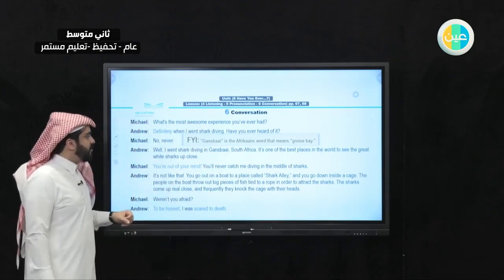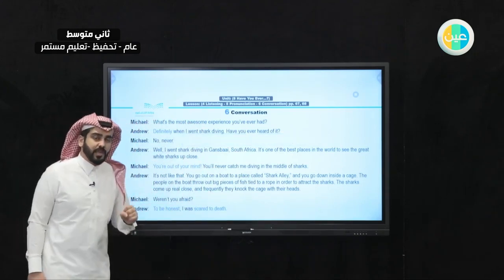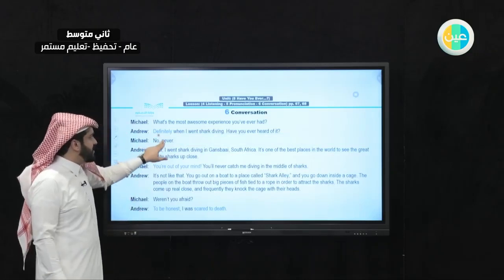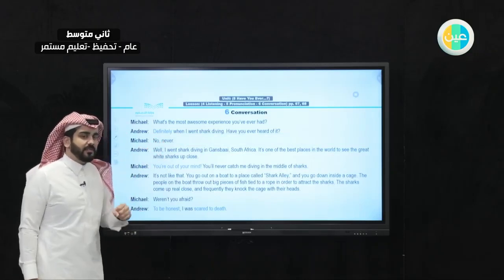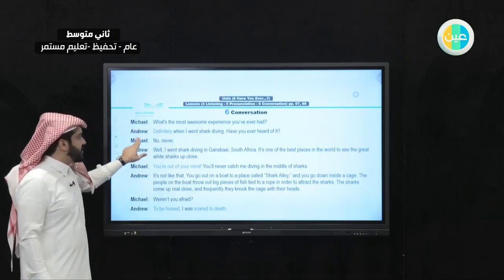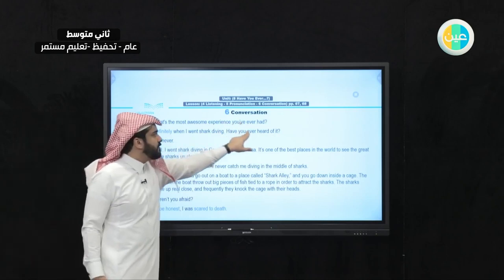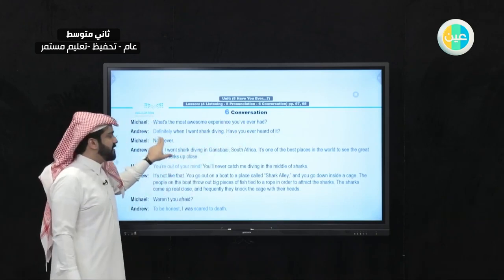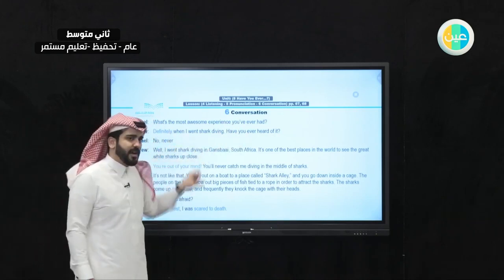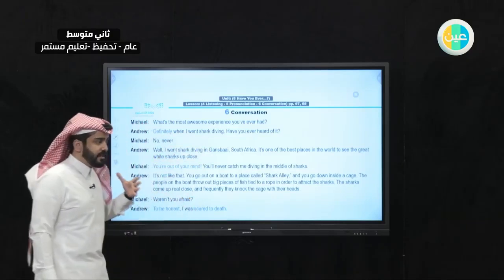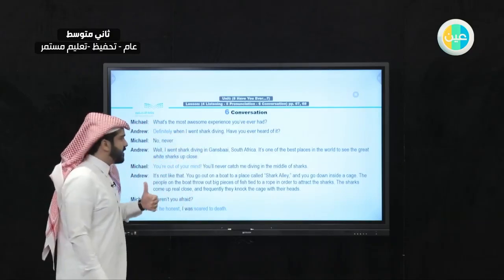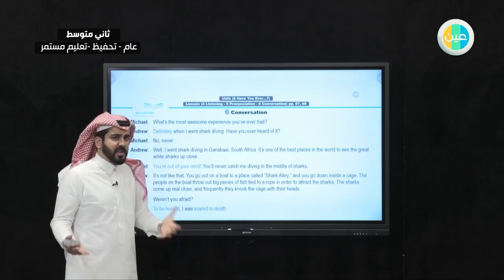So now let's talk about the expressions in blue. Who said the word definitely? Andrew said this in response to Michael when he said, what's the most awesome experience you've ever had? He said, definitely when I went shark diving. Okay, so does that mean no or something? Does it mean yes or no?